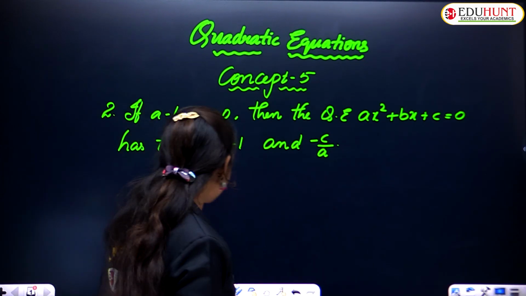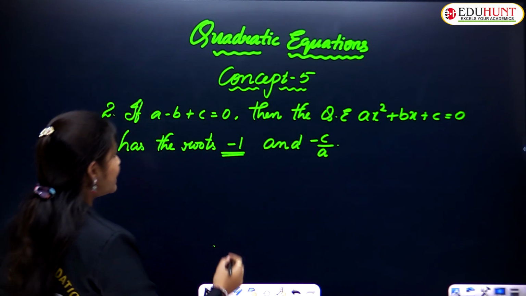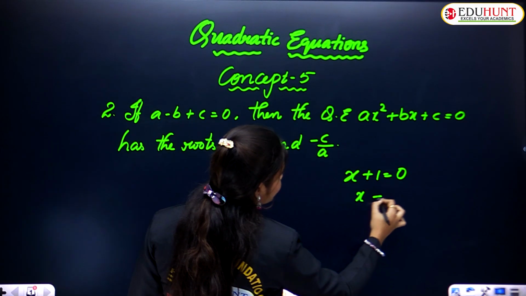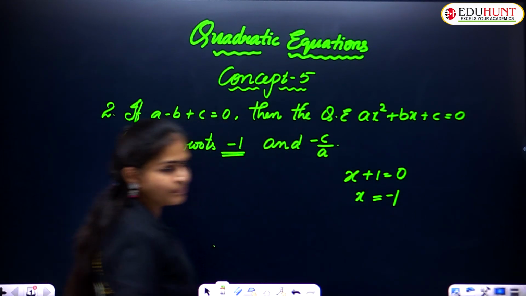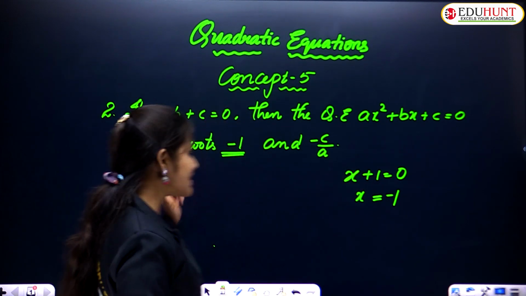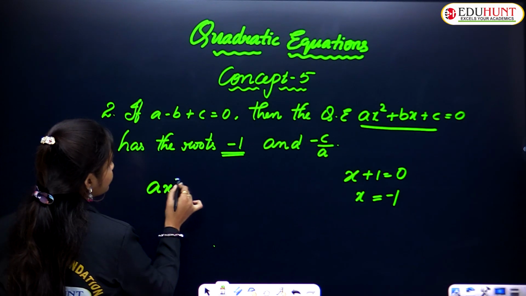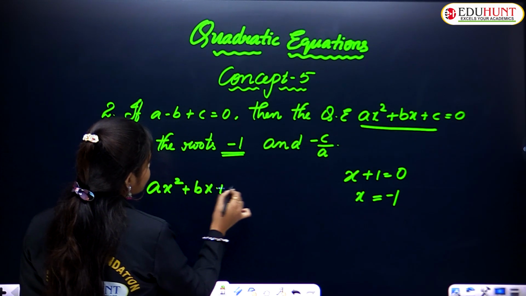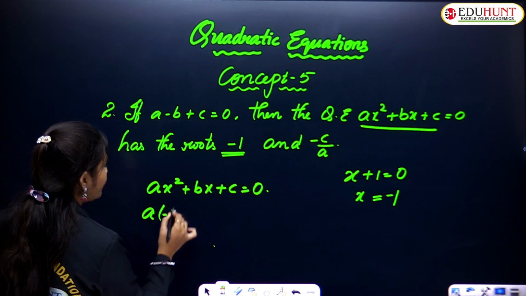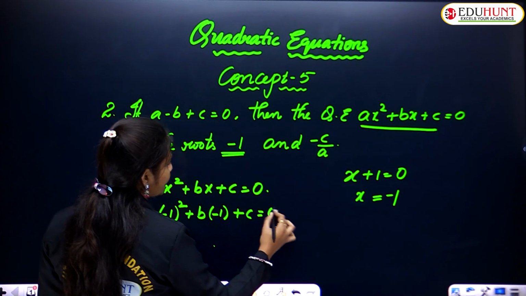So here the reason is, if you substitute x is equal to minus 1, then we can write this as x plus 1 is equal to 0. Then we can say that x is equal to minus 1. We know that, right? So if you substitute x is equal to minus 1 in the quadratic equation ax square plus bx plus c is equal to 0, we get a into minus 1 whole square plus b into minus 1 plus c is equal to 0.